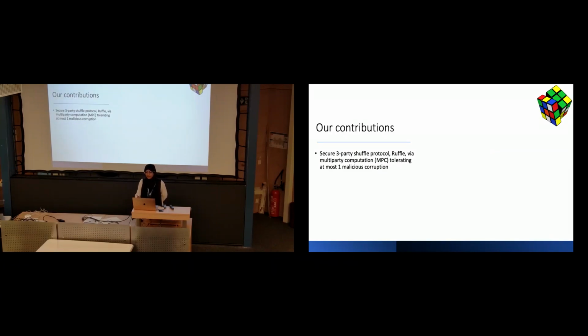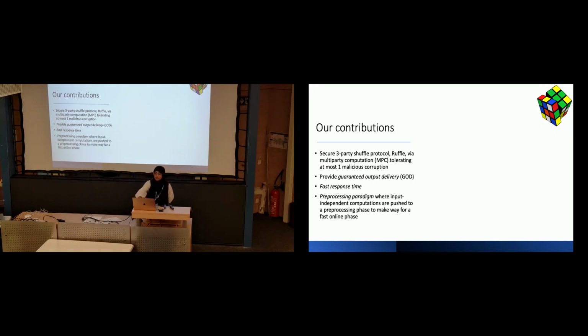So we design a three-party honest majority protocol called Ruffle, and we aim to provide the strongest security of guaranteed output delivery, which ensures that no matter how the adversary misbehaves, at the end of the computation, all honest parties are guaranteed to obtain the output. And we also work towards attaining a fast response time, which is the time taken from the submission of the input to obtaining the output. And to aid in this, our protocols are cast in the pre-processing paradigm, wherein all input independent computations are moved to a pre-processing phase to pave way for a fast online phase.